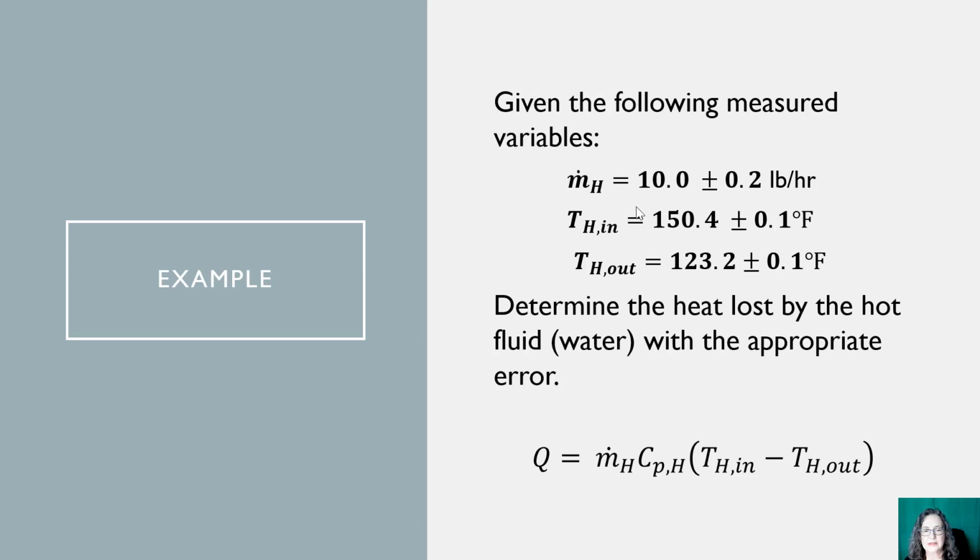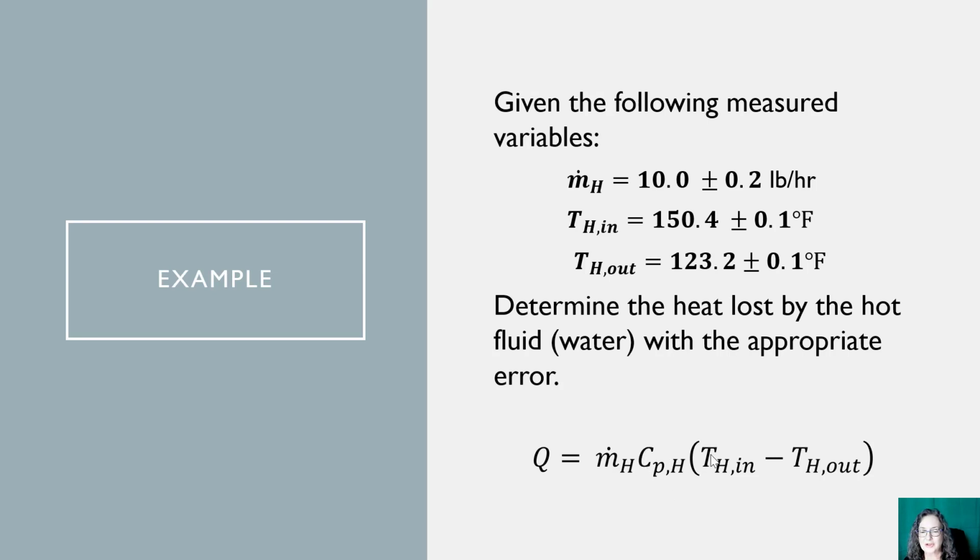So let's look at heat loss, okay? So mass flow rate times C sub P times the delta T for the fluid. We're just looking at one fluid. I've got a flow rate of 10 pounds per hour plus or minus 0.2, 150.4 plus or minus 0.1, and 123.2 plus or minus 0.1 are my temperatures for my fluid, giving the delta T. And C sub P we will consider in this case to be constant, that we know that value, okay?